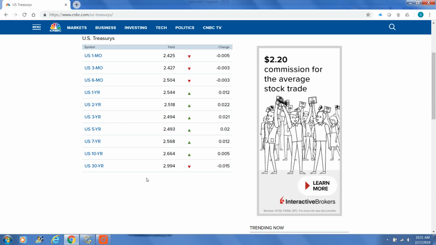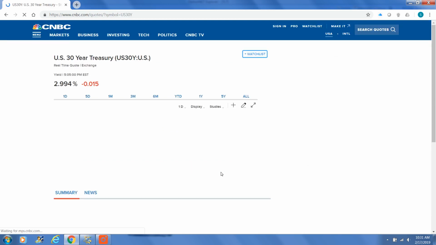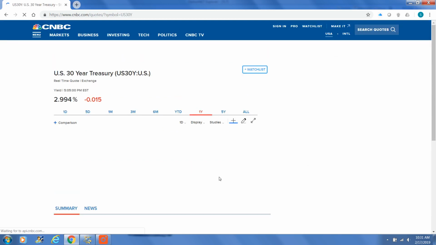There's a 10% probability of a cut. There's a 10% probability of a hike, which means it's basically status quo for the near term. So that's what we want. It's a great environment for the trade. And as far as the 30-year is concerned, overall, the 30-year trades in a channel.